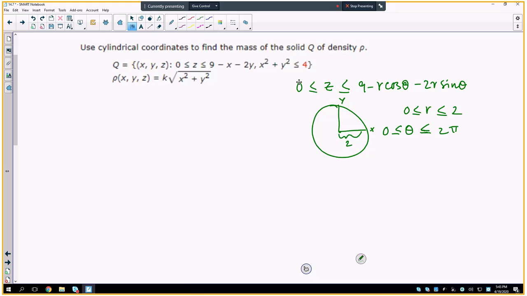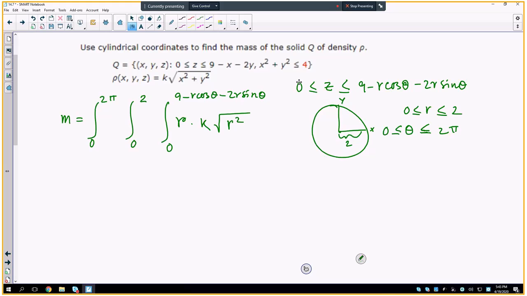So now I'm going to say that the required mass is, remember, an integration: theta at the end, 0 to 2 pi, r from 0 to 2, and z from 0 to 9 minus r cosine theta minus 2r sine theta. I'm using the cylindrical system, so we're pretty good with this setup. Then remember this r comes from the Jacobian, and then you have the density function, which is k times the square root of x squared plus y squared, which is r, so r squared overall. And then you have dz, dr, d theta.